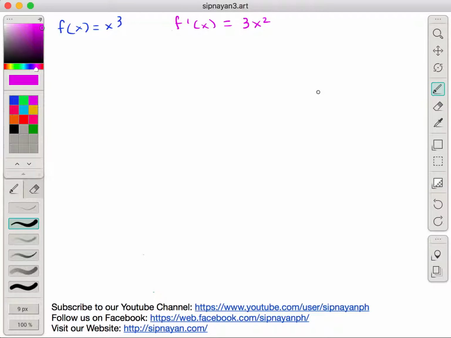Yung notation na to, yan ay ginawa or inimbento ni Lagrange. So, si Lagrange ay isa siyang mathematician at marami din siyang contribution sa calculus. So, pwede yung hanapin niya sa Wikipedia kung sino ba si Lagrange para kita niyo kung ano yung mga contributions niya. Now, so pag f of x yung ating notation, kay Lagrange, ang derivative of f of x ay f prime of x.